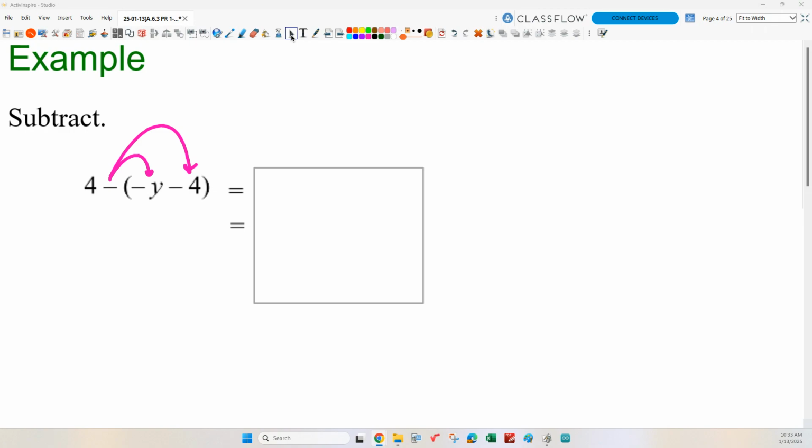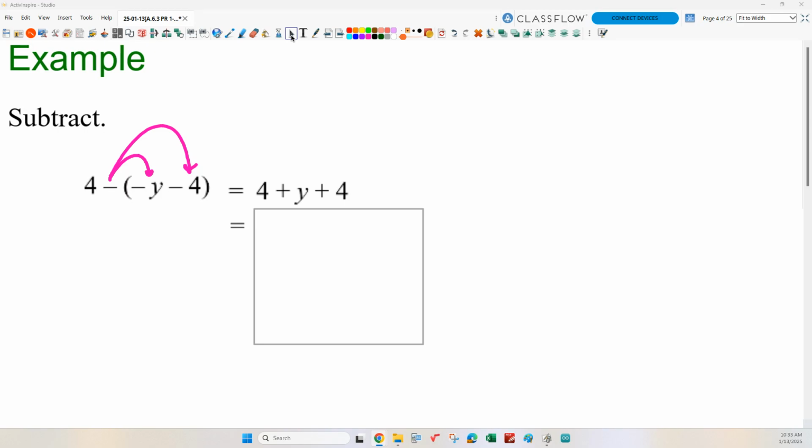Yeah, plus y plus 4. Good. Okay, and then if I add those up in standard form, what am I going to get? What goes first? Y plus 8. Got it.